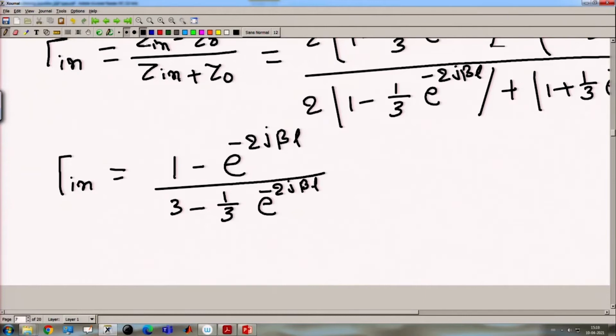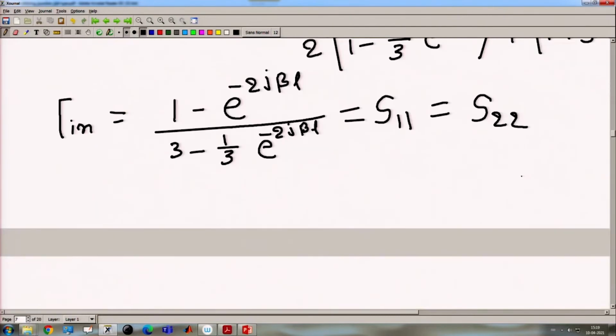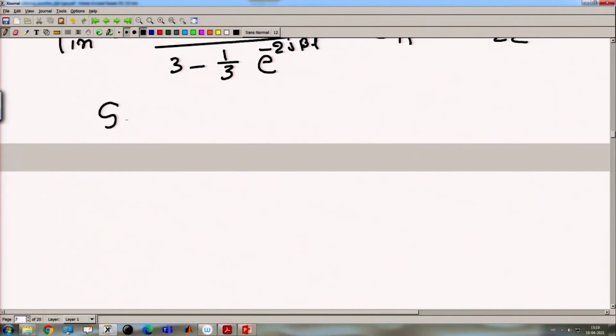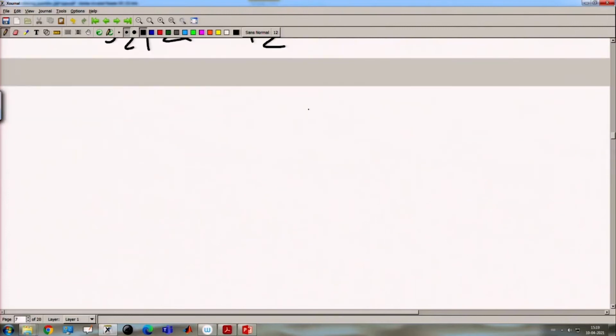So, this is the gamma in, and we know S11 equals S22, because this is symmetrical, and in gamma in we are seeing the impedance, the reflection from port 1. For S21 and S12 we have to do some calculation again. Now we have to find out S21 and S12. So, let us find out.